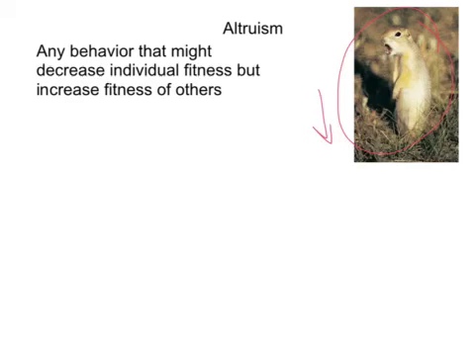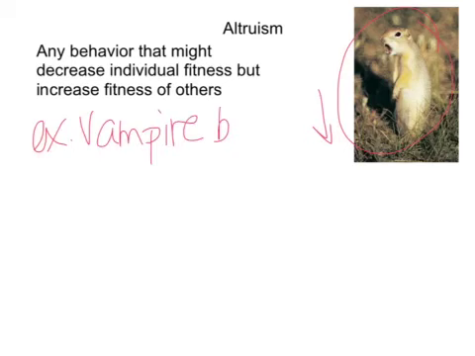Another example would be vampire bats. Vampire bats will actually help feed other vampire bats. The vampire bats that went out and fed that night may regurgitate some of the blood that they ate that night, so that the other bats that weren't able to feed that night can have some food. So it decreases that individual's fitness because it decreases its nutrition, but it increases the fitness of the entire community, the population of vampire bats.